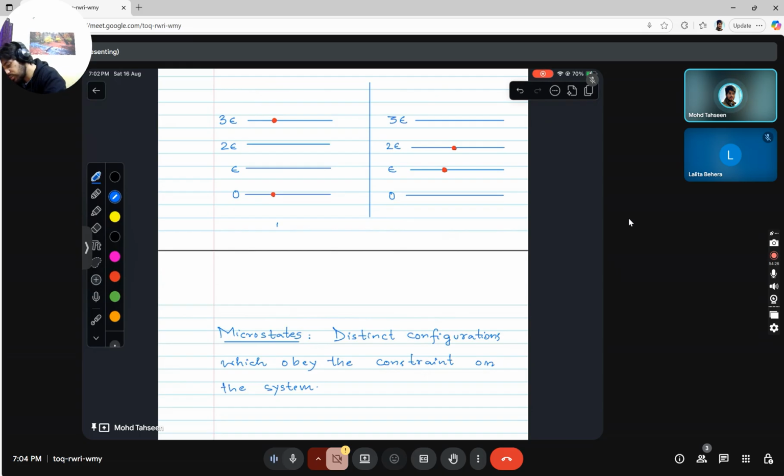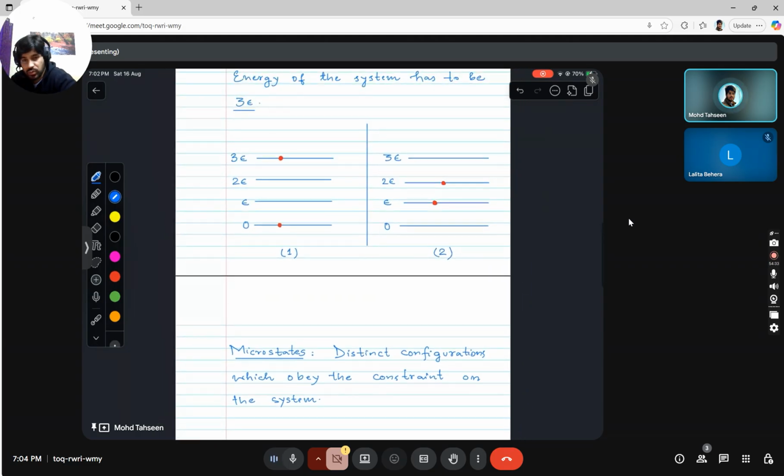So this is microstate 1, and this is microstate 2, and both of these configurations are, number one, distinct. That's the first characteristic. We cannot confuse this for this. Here we have one particle in the energy level 3 epsilon, but here we do not have any particles. Similarly, in this configuration we have particles in twice epsilon and epsilon, but we do not have any particle here. So these are distinct from each other, right?